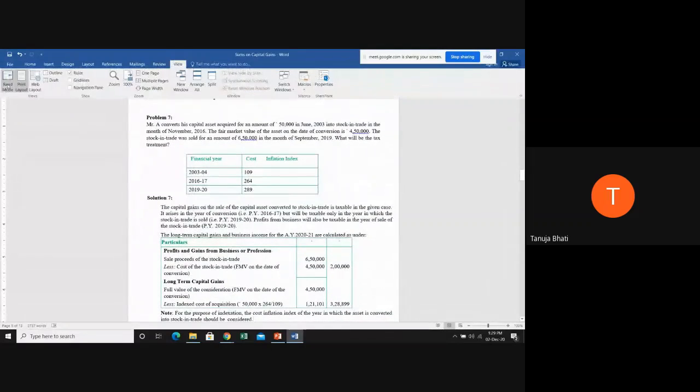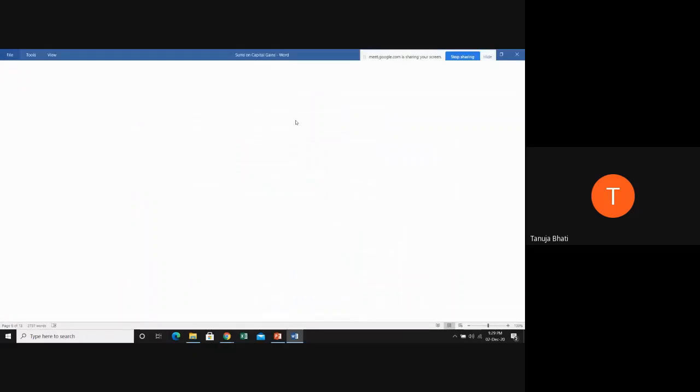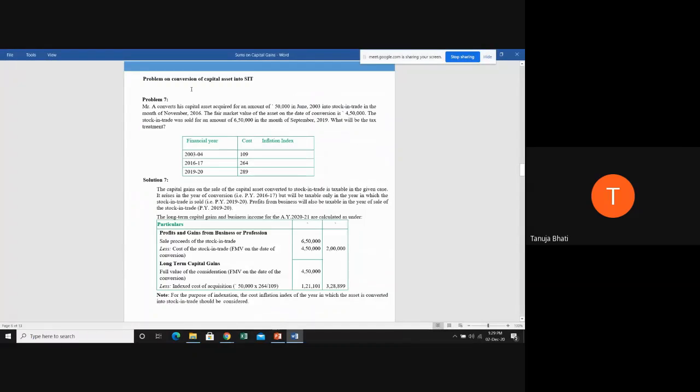So everyone has understood the provision relating to conversion of capital asset into stock in trade? Yes, students? Yes, ma'am. Okay, so before we start solving the problem, quickly, if any sum comes where you have to convert your capital asset into stock in trade, there will always be two types of income generated. Under which two heads of income? Income from business and profession and income from capital gain.